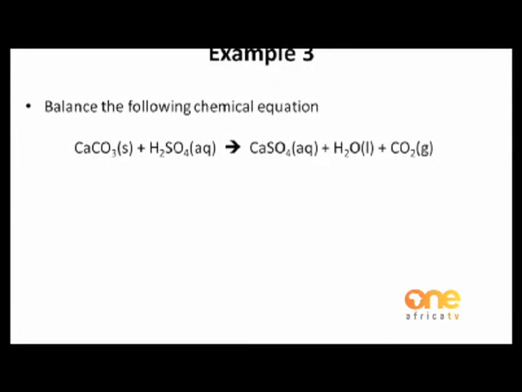Balance the following chemical equation. We do exactly the same. We compare the number of atoms in the reactants and the atoms in the products. So here we have 1 calcium atom. There we have 1 calcium atom. Here we have 1 carbon atom, and here we have 1 carbon atom. To get the number of oxygen atoms, we see here that we have 3 oxygen atoms, and here we have 4 oxygen atoms. So in total we have 7.